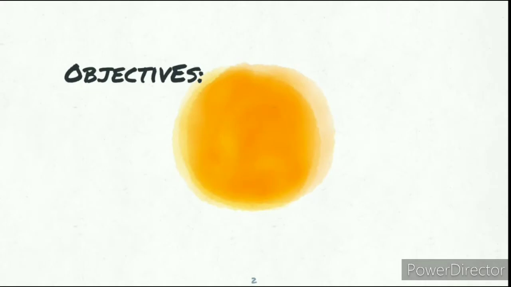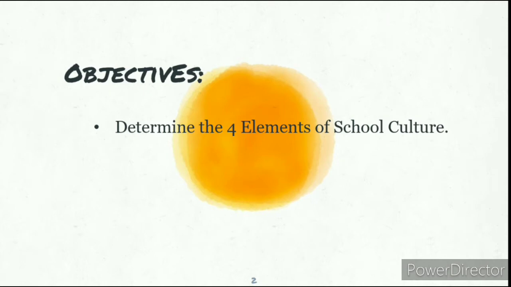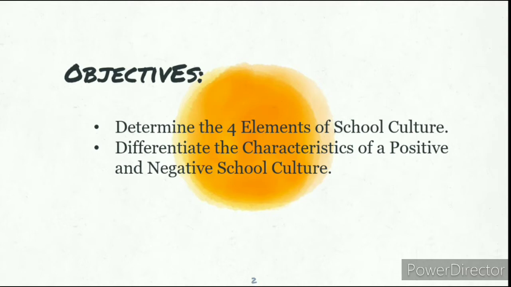The objectives of this lesson are to first, determine the four elements of the school culture, and second, differentiate the characteristics of a positive and negative school culture. So without further ado, let's get started.